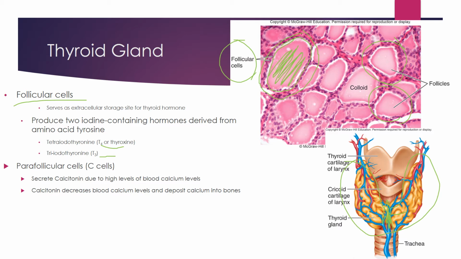We also have another set of cells called the parafollicular cells, or the C cells. These secrete calcitonin in response to high blood calcium levels. The function of calcitonin is to decrease blood calcium levels and to deposit that calcium back into bones. The parafollicular cells are on the outside of the follicles, so that's where we'd find those C cells.